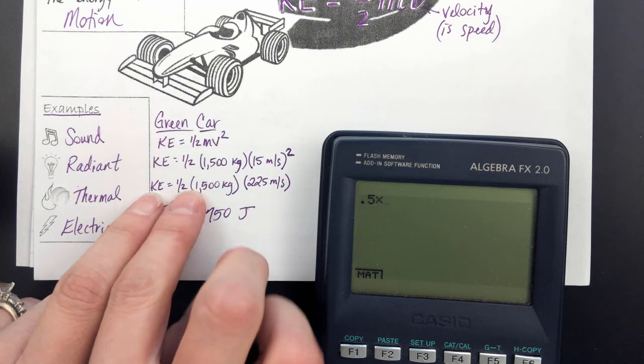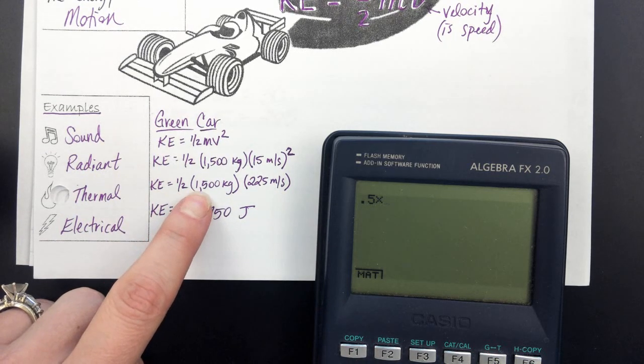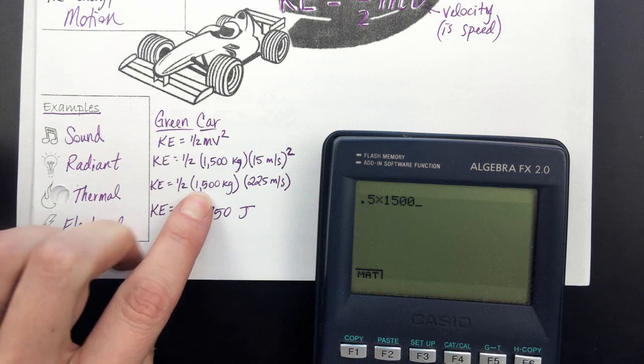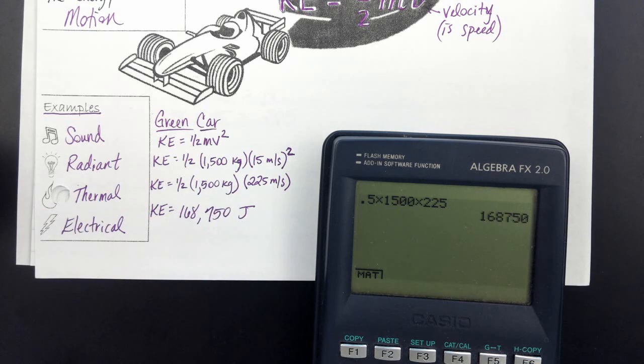The parentheses, all these parentheses mean I'm multiplying them. Times 1,500 times 225 equals. I'll have to finish this.